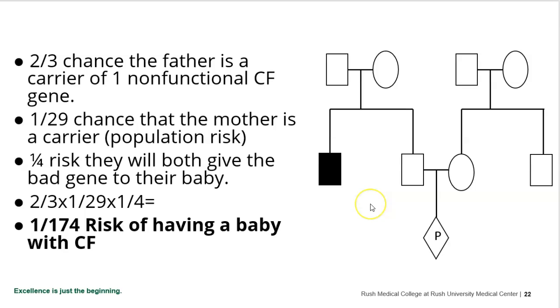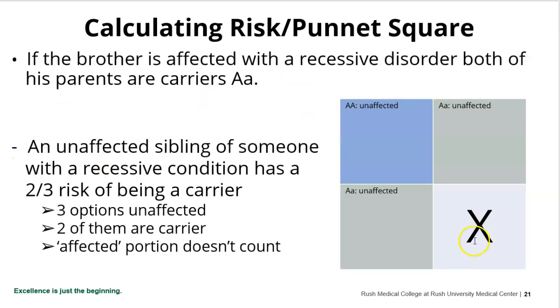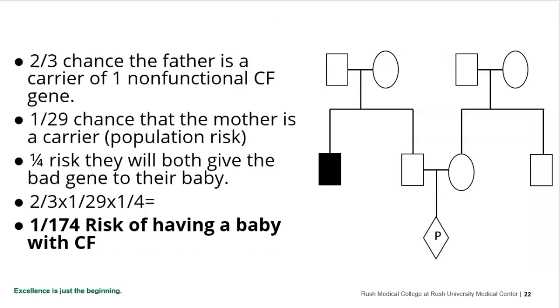What's the chance that they both give the bad allele? Well, let's go back to our Punnett square. What if they both give the non-functional copy? There's 4 possibilities. There's 1 in 4 chance that they both give the non-functional copy. So 2/3 that dad's a carrier times 1 in 29, population risk for mom. No family history, but she's Caucasian, 1 in 29. And what's the chance that they both give the bad gene? 1 in 4. And again, I can be talking about cystic fibrosis, I can be talking about any recessive disorder.